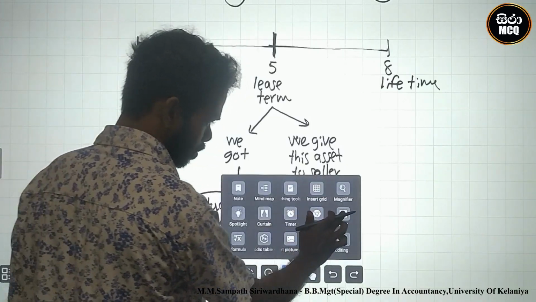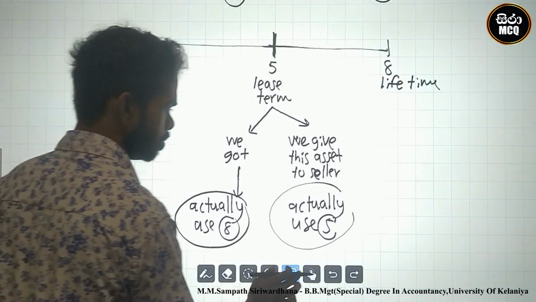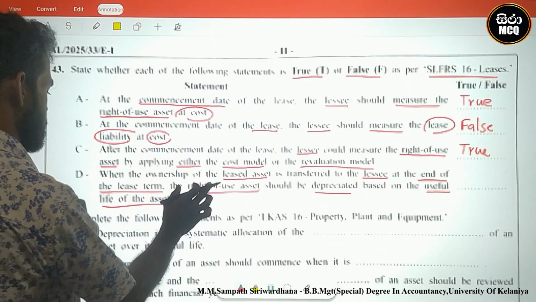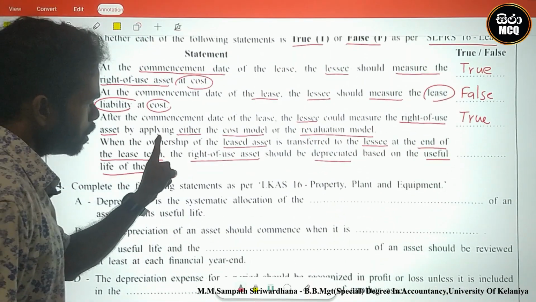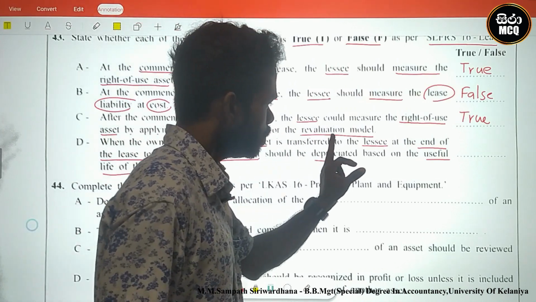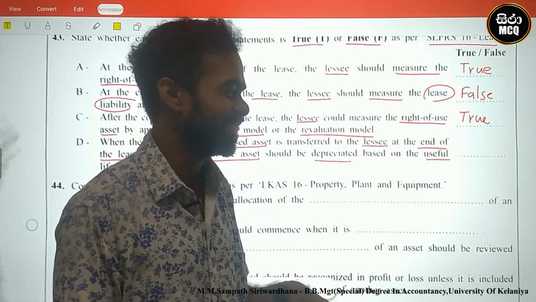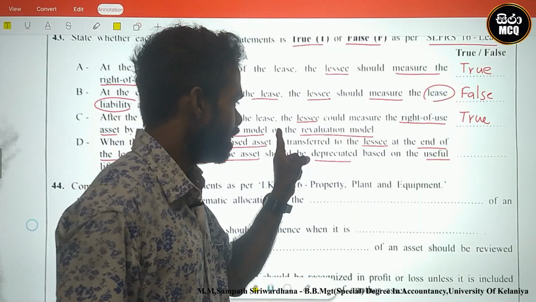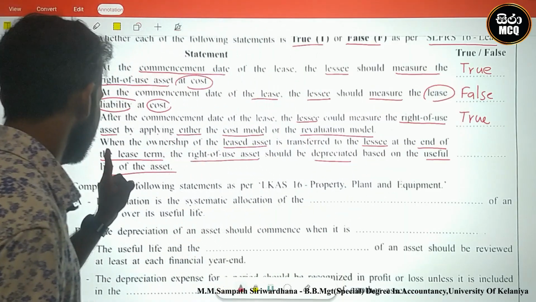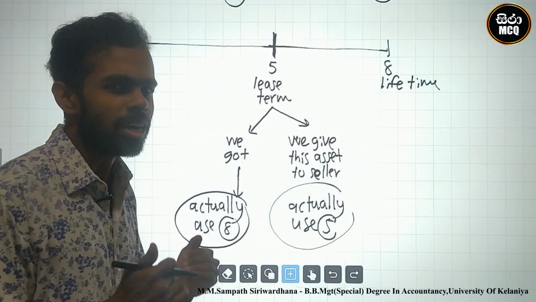What does the question say? Look here. The question said that when the ownership of the leased asset is transferred to the lessee. Transfer to the lessee means transfer to us. Okay, lessee means our company. Transfer to us at the end of the lease term.